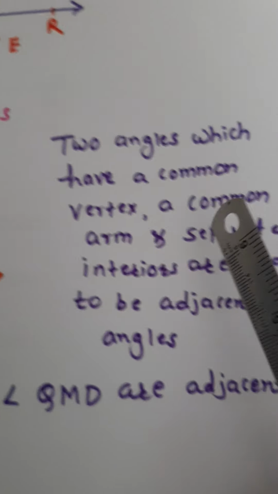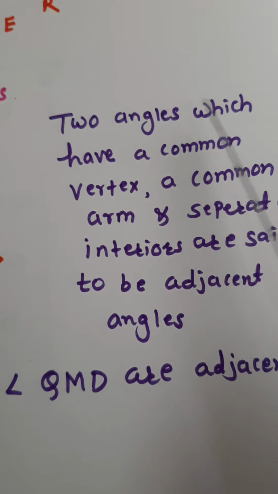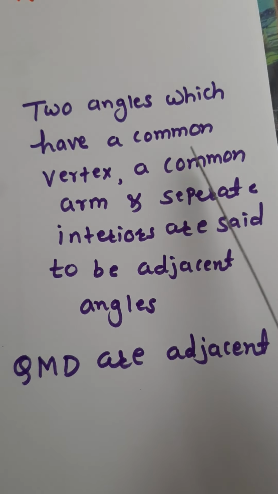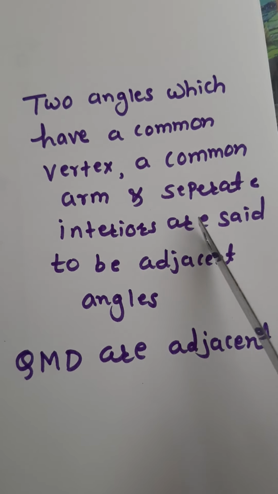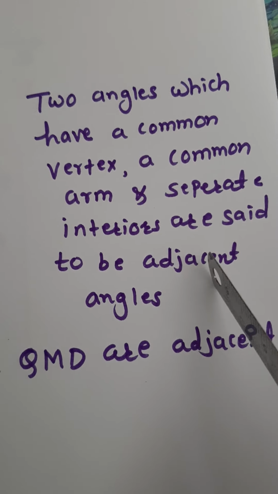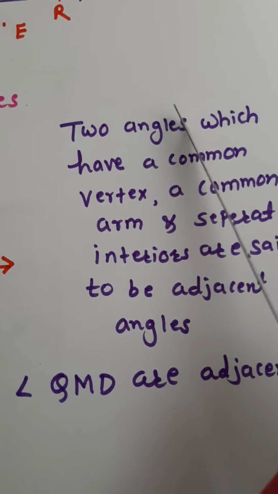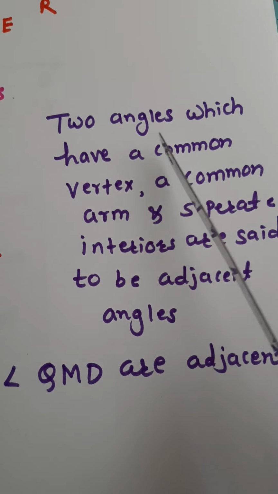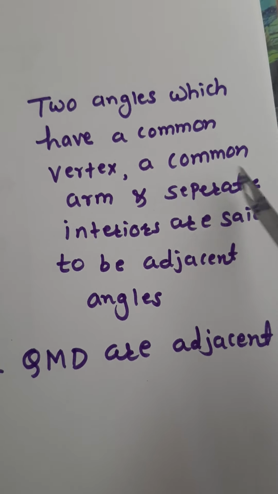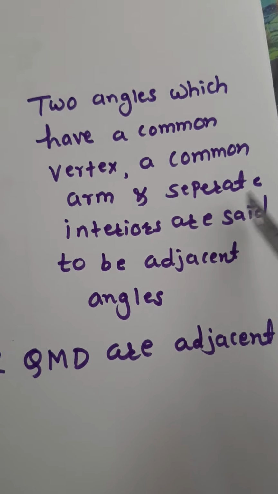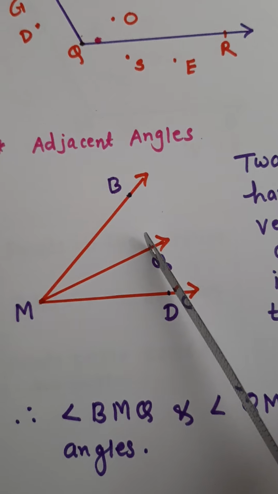I will read the definition. Two angles which have a common vertex, a common arm, and separate interiors are said to be adjacent angles. Once again I read. Two angles which have a common vertex, a common arm, and separate interiors are said to be adjacent angles. Observe this figure once again.